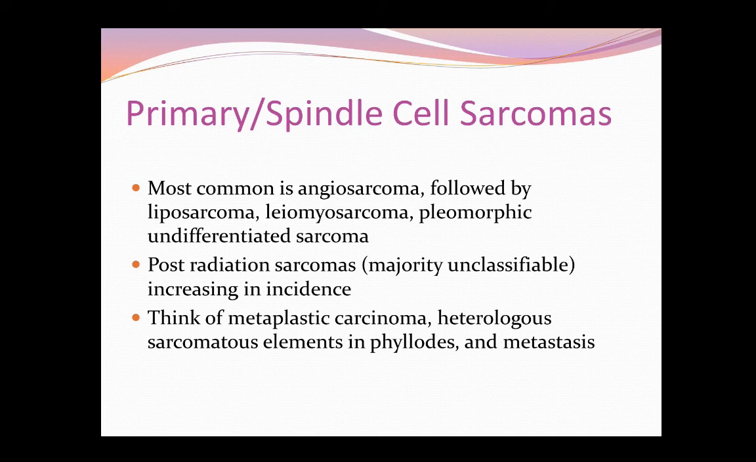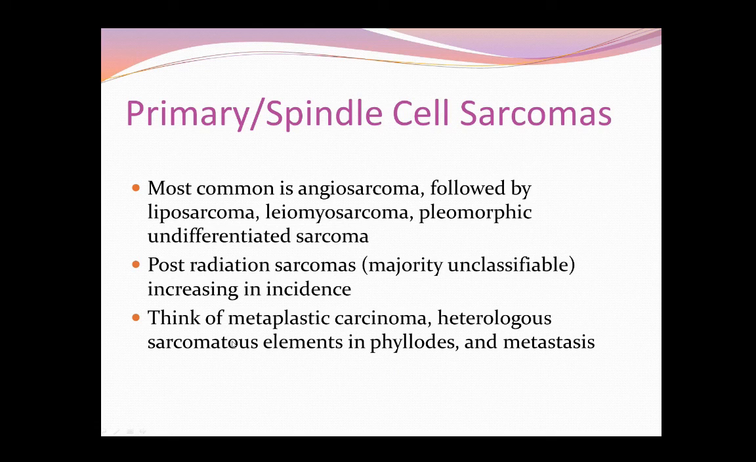Primary sarcomas of the breast are rare. The most common is angiosarcoma, followed by liposarcoma, then leiomyosarcoma and pleomorphic undifferentiated sarcoma. But with the increasing use of the breast-conserving approach, a lot of women are getting radiation, and that is causing an increase in post-radiation sarcomas. Most of these are pleomorphic sarcoma, unclassifiable, and also the cutaneous variant of angiosarcoma that appears after radiation. So those are increasing in incidence. But always think of metaplastic carcinoma before calling something a primary sarcoma of the breast.